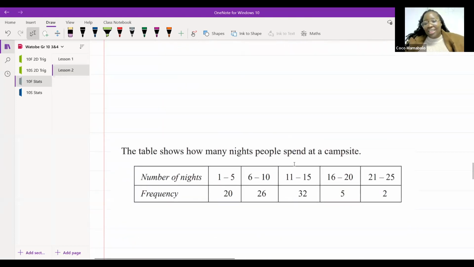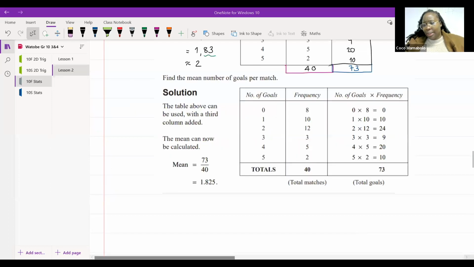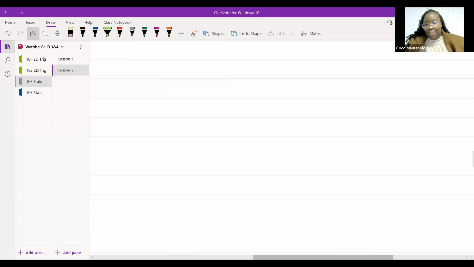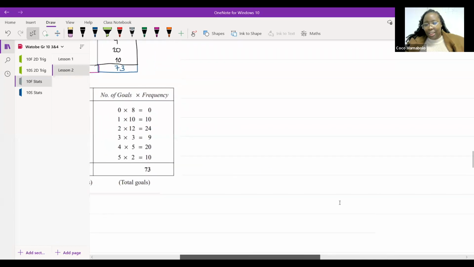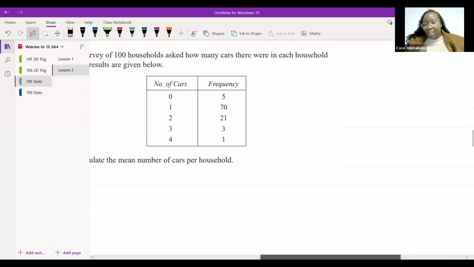Okay, I want you guys to try one of your own, right? So it says here, no man, this is not the one. Where's the one that I had prepared now? I lost it. Oh, teacher Nels, help me. Where is it? Oh, here it is. Okay, there we go.